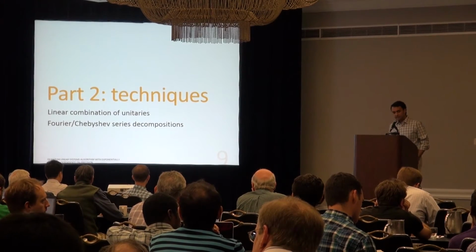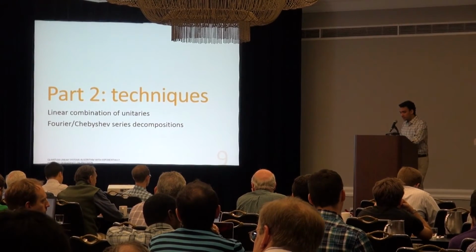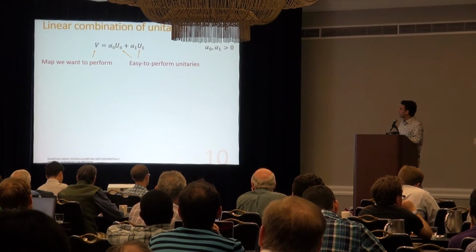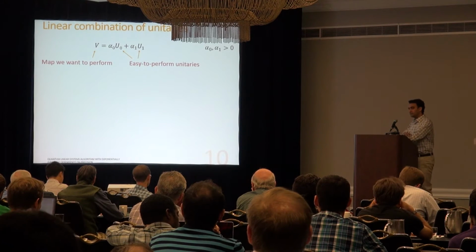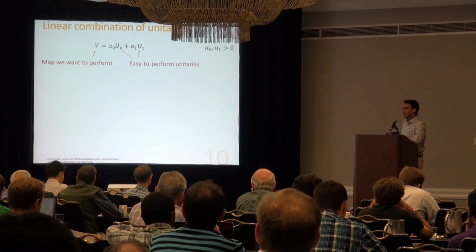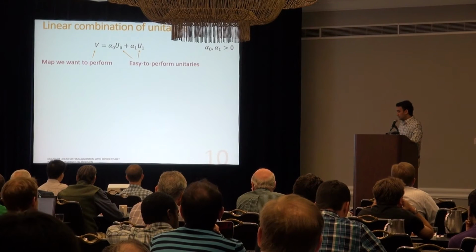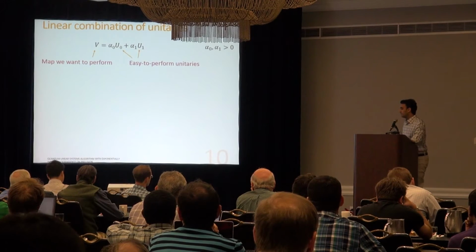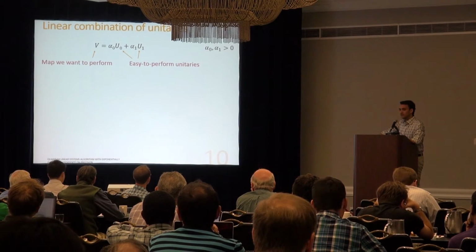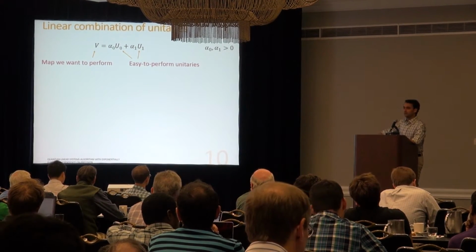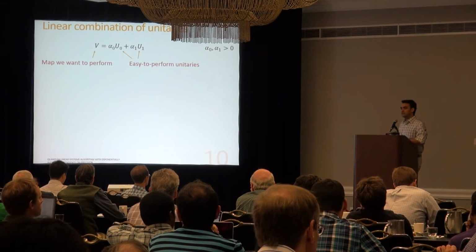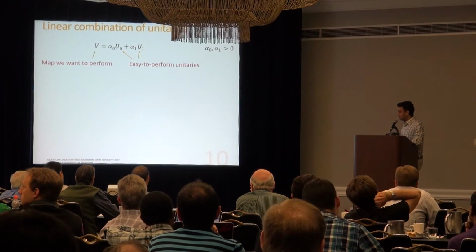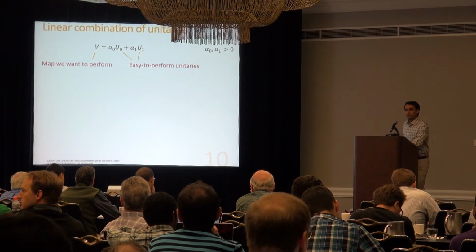So let's just think very abstractly about a problem. The problem of implementing a map. So we're trying to implement some gate, some map V, and we don't know how to do this. We don't have an efficient quantum circuit to implement this. But what we do have is we know how to write V as a linear combination of two unitaries, U0 and U1, and these unitaries are easy to perform in the sense that there's an efficient quantum algorithm to perform these unitaries. And the question is, what can we do with this?